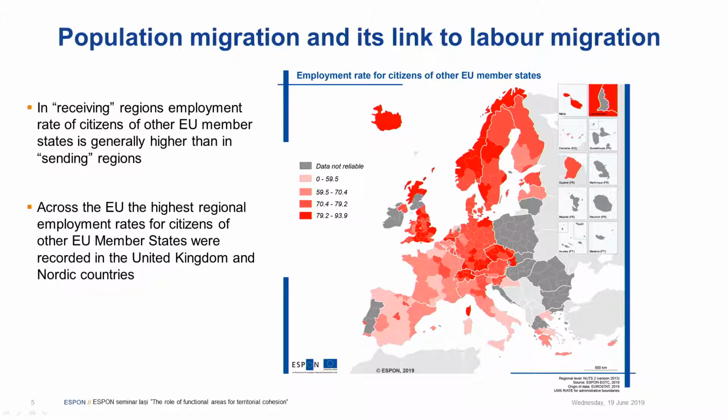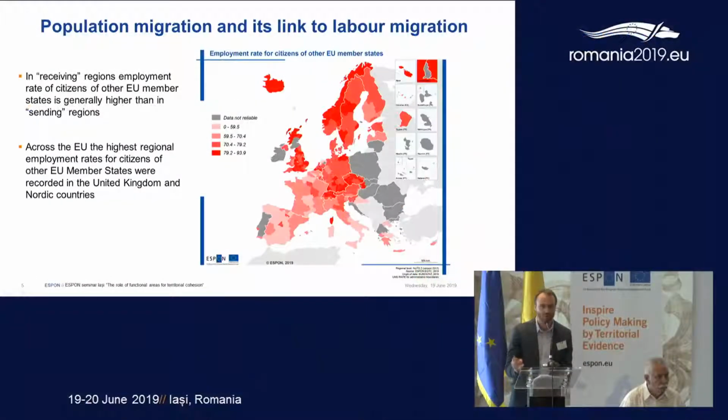I injected on purpose something which is not in the policy brief, but just to mention it, is that obviously migration happens because of various reasons, not only people seeking better employment opportunities. And it's sometimes hard to distinguish why people migrate, right? So here I try to picture the employment rate of EU citizens residing in other countries. And you can see that in receiving regions, the employment rate of citizens of other EU member states is generally higher than in the sending regions. So that's also something to think about when we're analyzing labor migration, and the link is just migration for different kinds of reasons.